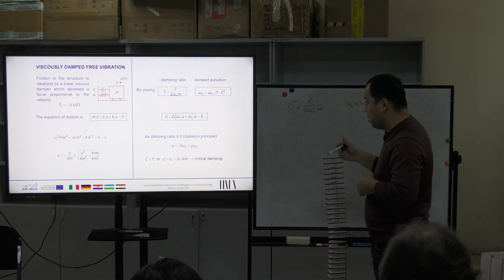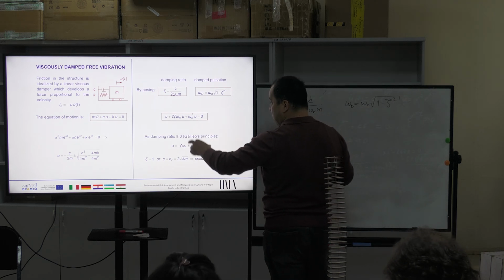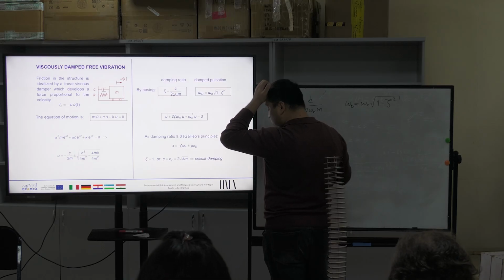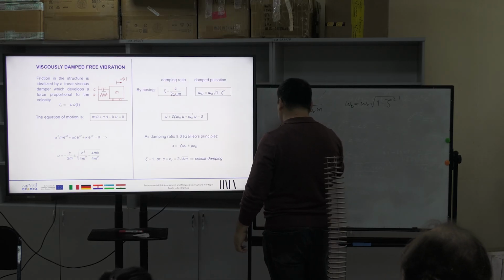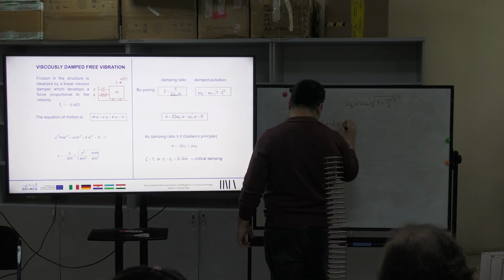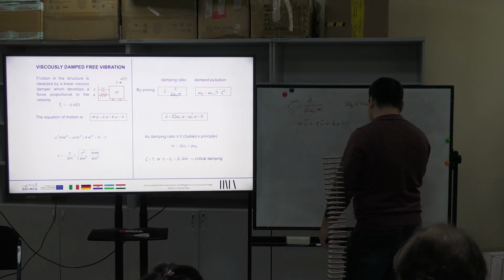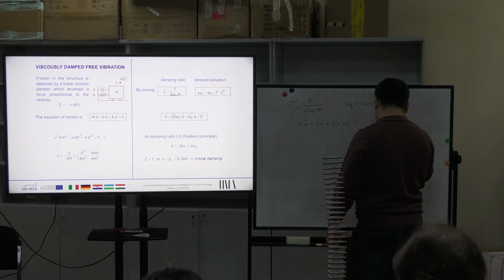Okay, and I will rewrite the formulation this way. What was our formulation? It was m u double dot plus c u dot plus k u is equal to 0. Yes. I will divide everything by m, and then u double dot plus c over m u dot plus k over m u is equal to 0.